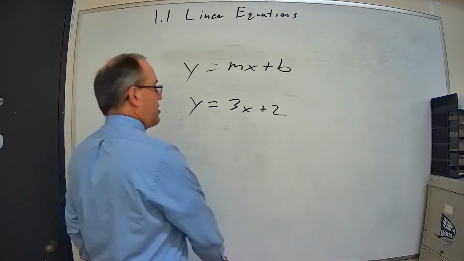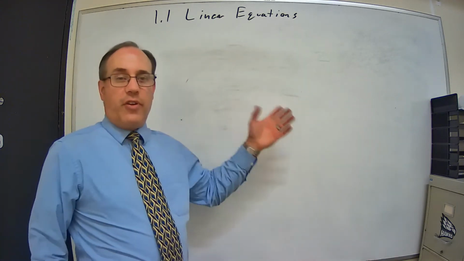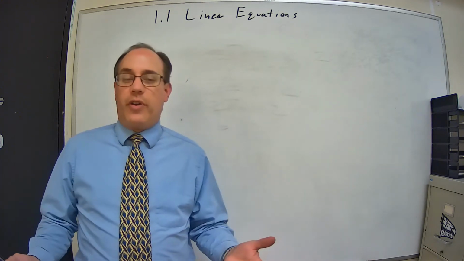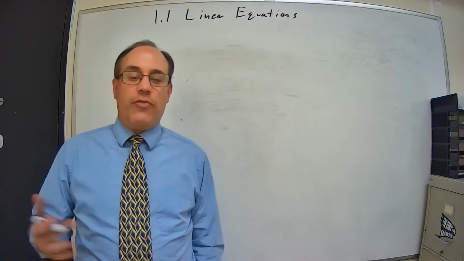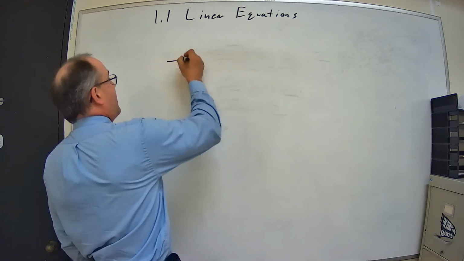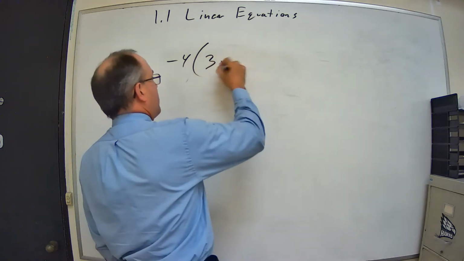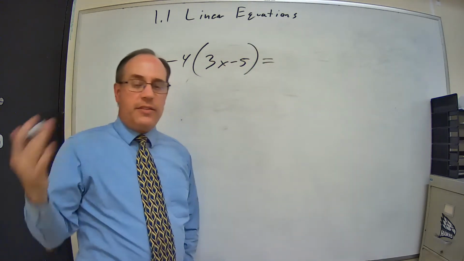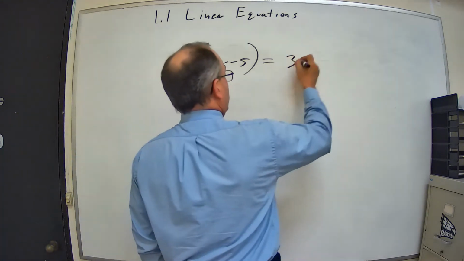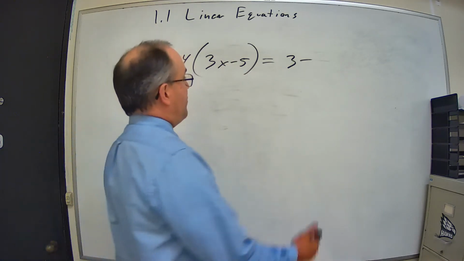Now many times we deal with single variable equations, other times we deal with multivariable. There we had 2 variables. Or we can also deal with just 1 variable. So how do we solve these equations? Well, let's go for negative 4 times 3x minus 5 is equal to 3 minus 8x plus 7.